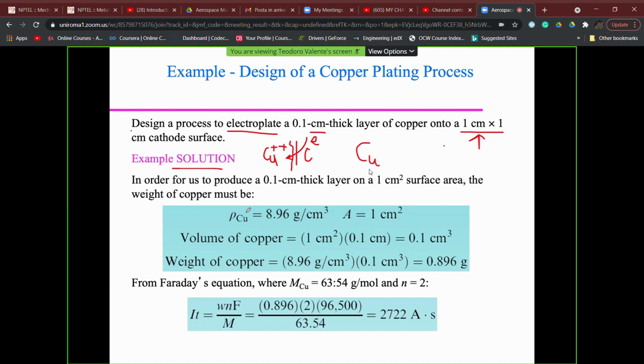The weight of copper is quite easily calculated if we remember the mass density. So we have 1 square centimeter, we do have this mass density, so we can define the volume of copper, and by using the mass density we can define the weight of copper. So this is the mass, that is the weight of copper, which is needed in order to have this thick layer of coating by electroplating.